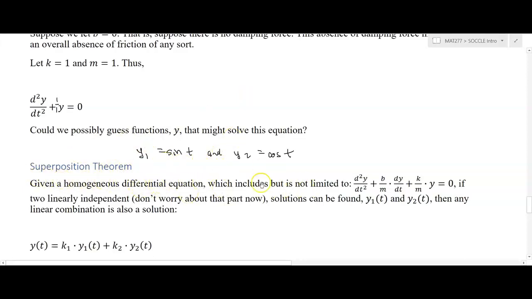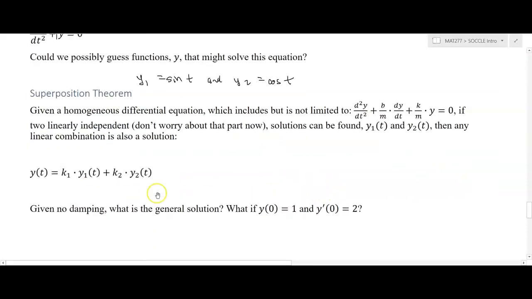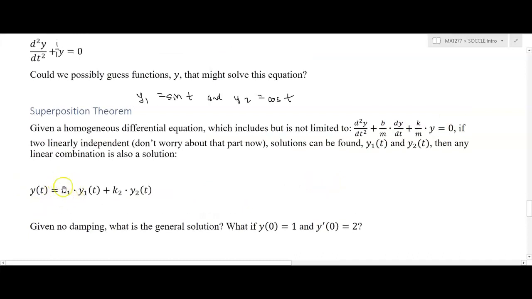So given a homogeneous differential equation, which includes but is not limited to the spring mass system, if two linearly independent solutions can be found, right now don't worry about what that means, linearly independent means that they're not just multiples of one another. So cosine and sine are two entirely different functions. So if you can find two solutions, y1 and y2, then any linear combination is also a solution. y of t equals some multiple of y1 plus some multiple of y2. Here we have two arbitrary constants.